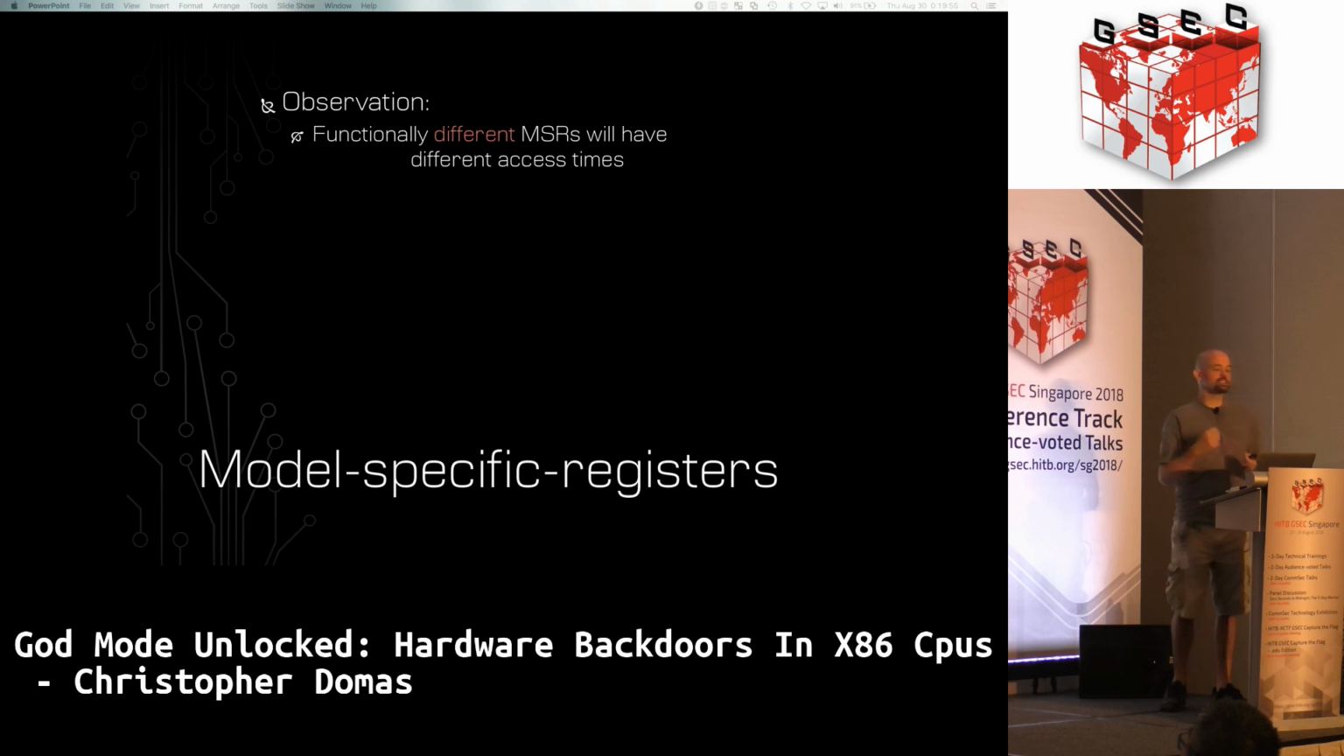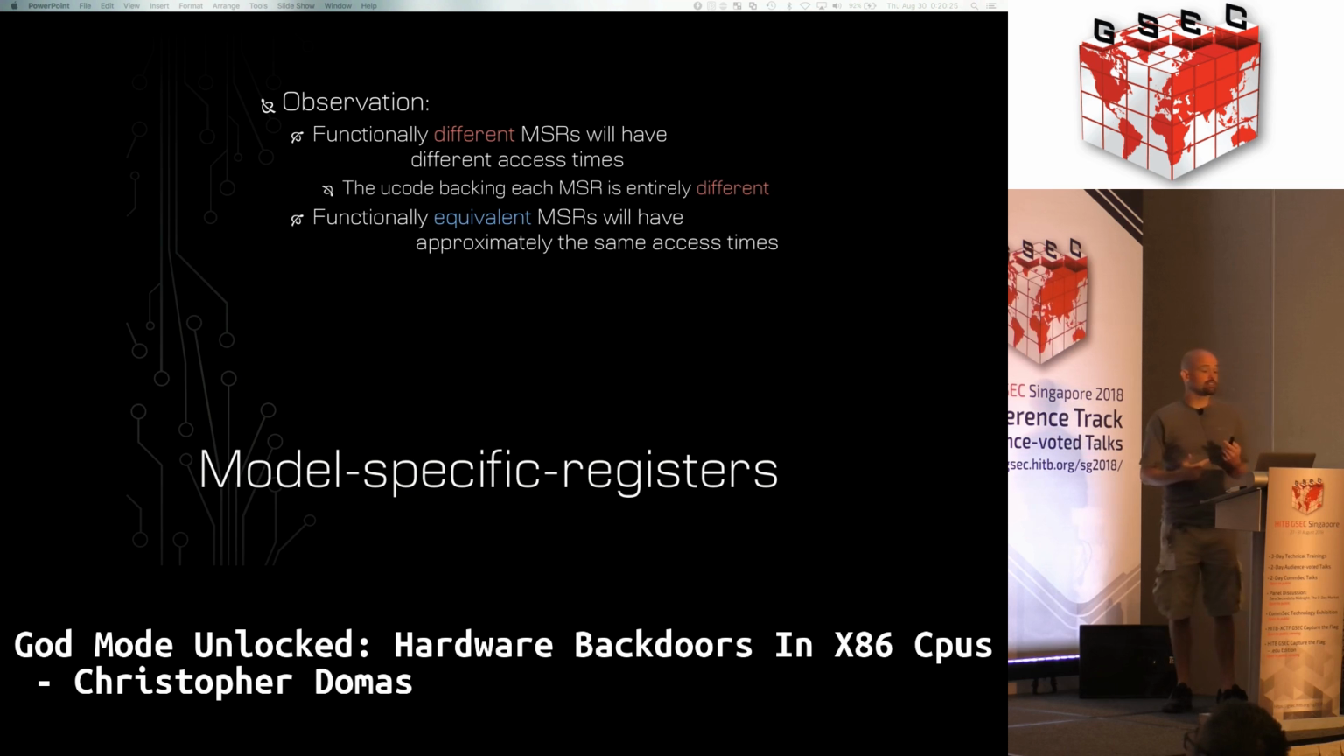There's an observation that we can make by looking at these access times, and that is that functionally different model-specific registers should have different access times. For example, reading a thermal sensor model-specific register should take a different amount of time than reading the timestamp counter model-specific register. That's because when we execute that read MSR instruction, the microcode has to do something for that specific MSR. Since the microcode is going to be different for functionally different MSRs, it should take a different amount of time to execute. On the other hand, functionally equivalent model-specific registers should take approximately the same amount of time to execute. For example, in x86, there's something called the MTRRs, the memory type range registers.